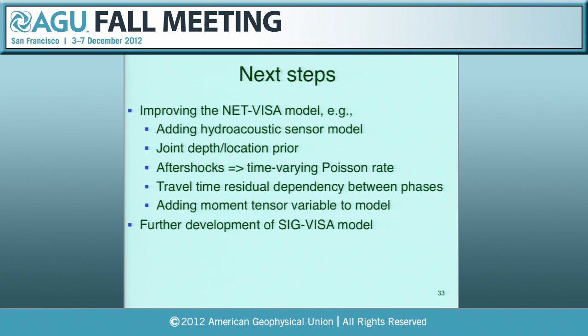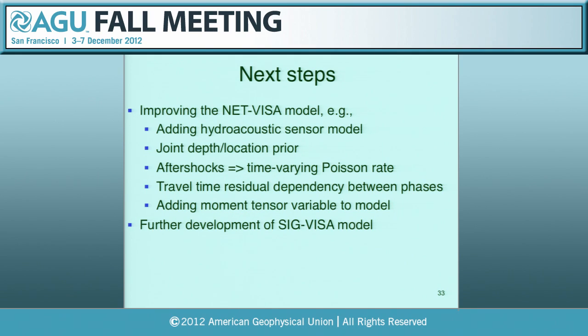So there are lots of improvements that we would like to make to the NetVisa model. As I mentioned, we're adding the hydroacoustic sensors. Rather than assuming the independent depth and location prior and a uniform depth, we're going to have a joint depth location prior with more detail on the depth distributions. Aftershocks are very important. The current model assumes a uniform Poisson process, and in fact the rate of that process changes depending on the history of nearby events. So we can model that in the system quite easily.